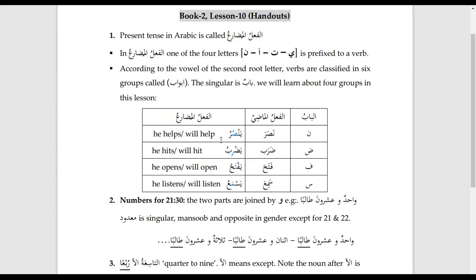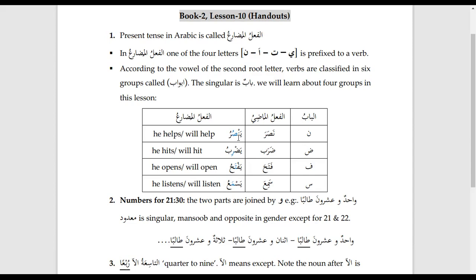That's why when we use the dictionary, we will see, for example, nasara, maybe the root letters, and after that we will see noon. So what does that mean? That means that this verb group belongs to the family of nasara. So the second root letter will be with dhamma, yansuru.